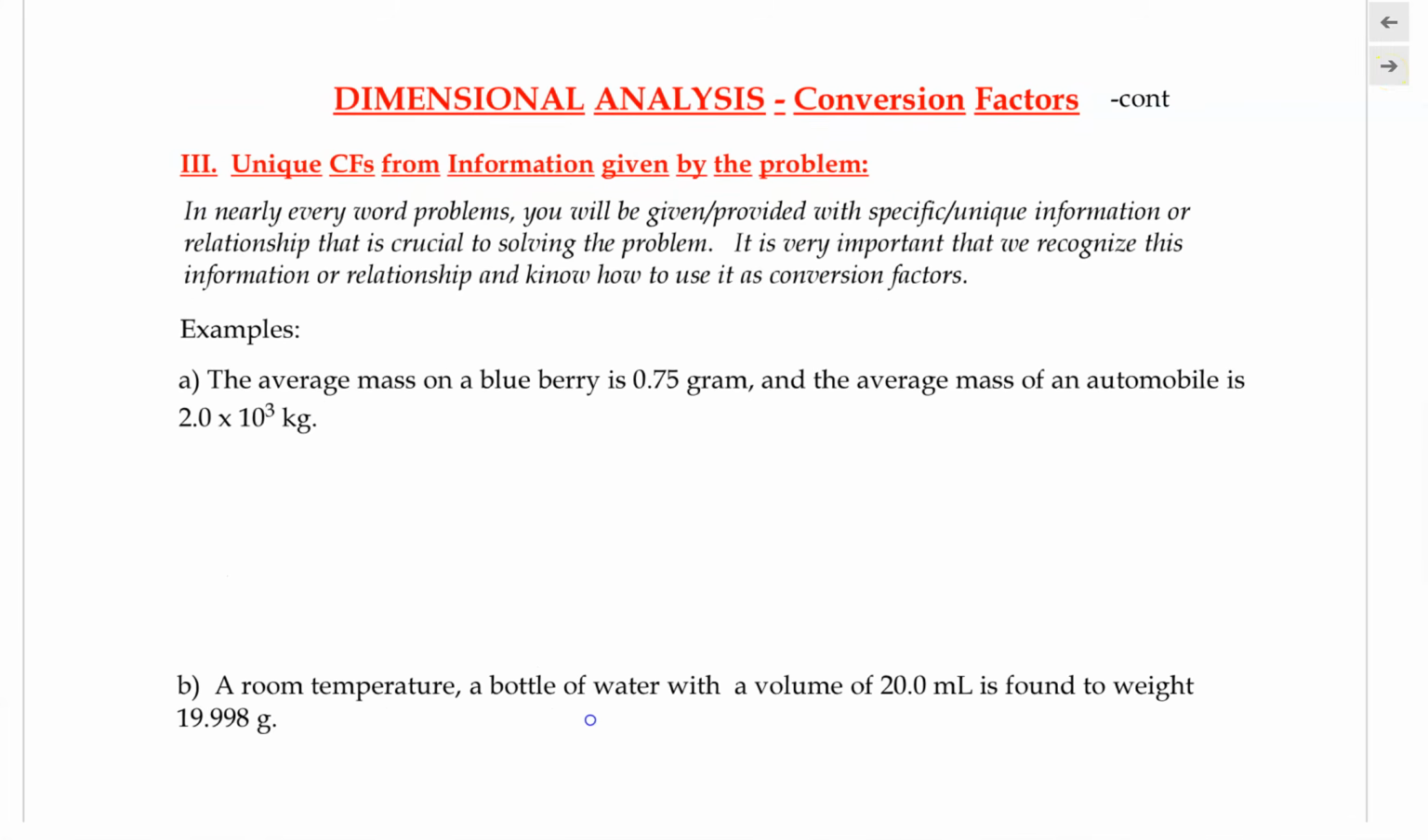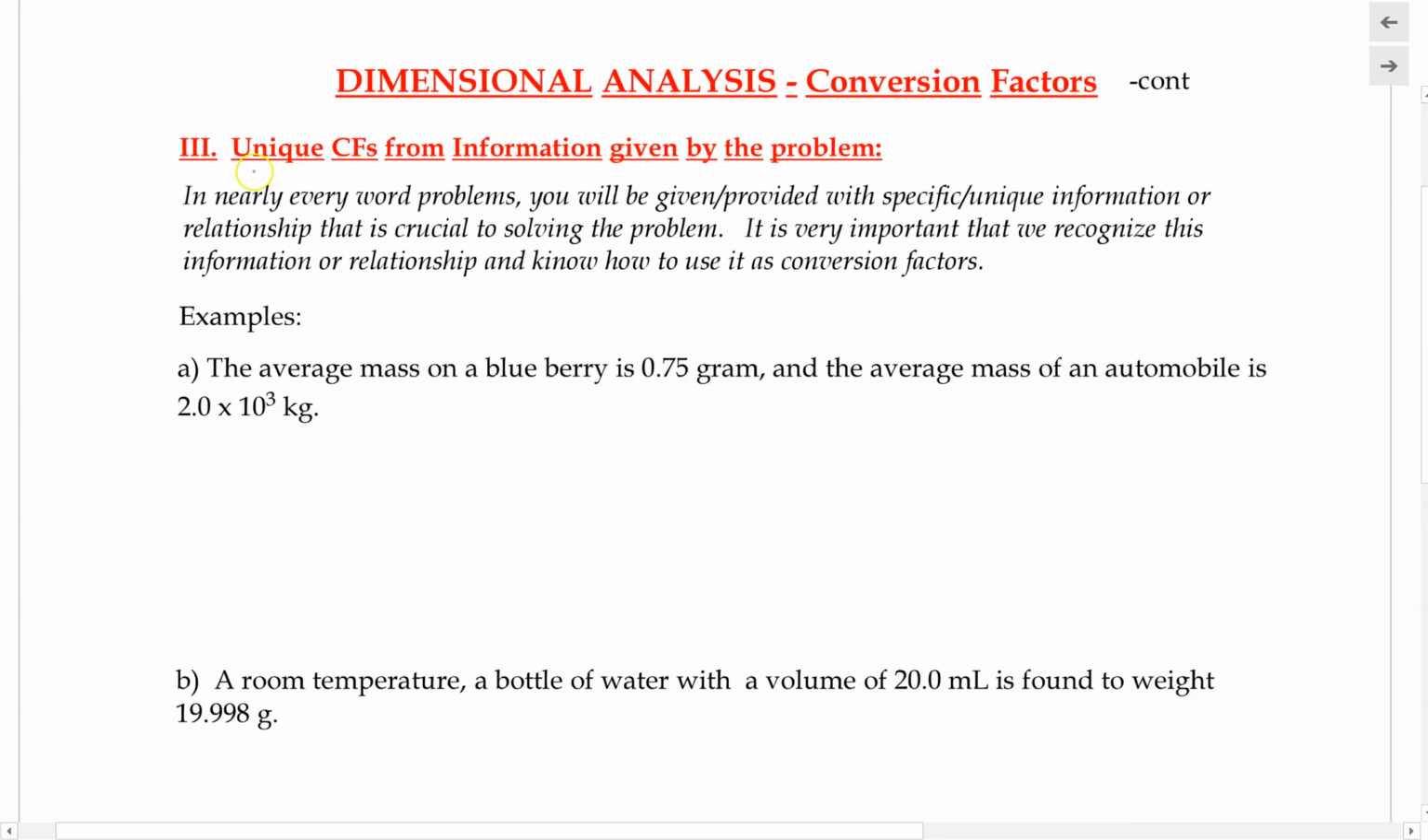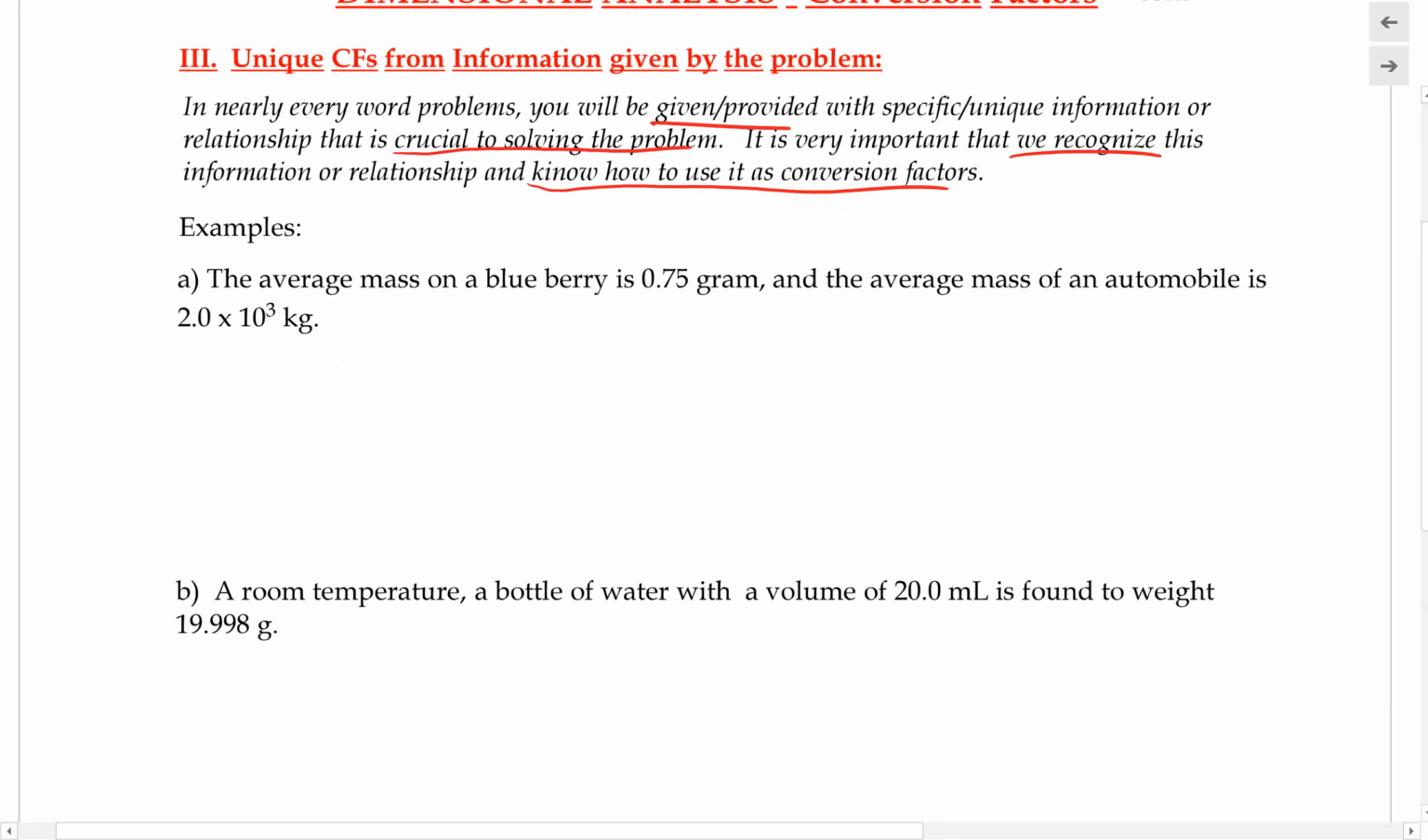The third place for you to get a conversion factor, I call the unique conversion factor from information given by the problem. So in nearly every word problem that you see here in chemistry, you will be given specific or unique information or a relationship that will be crucial to solving the problem. It is very important that you recognize this information and know how to express it as a conversion factor. For example, here is the first one. The average mass of a blueberry is 0.75 gram, and the average mass of an automobile is 2.0 times 10 to the third kilogram. So in this problem, you are actually provided with a lot of information that we can use as conversion factors.